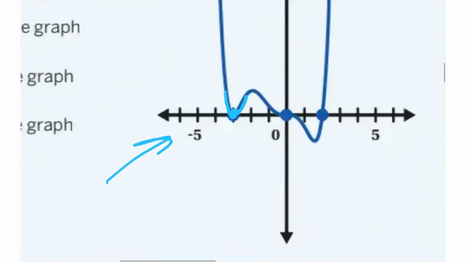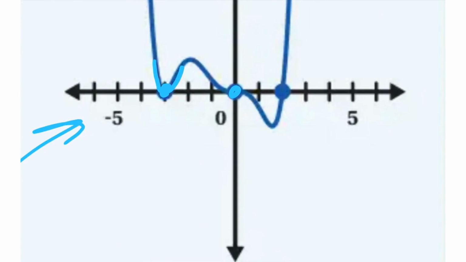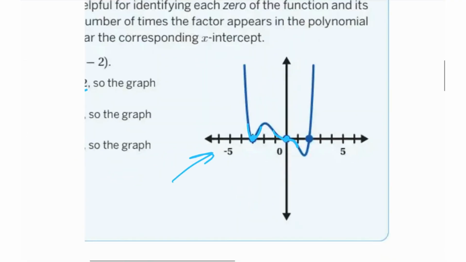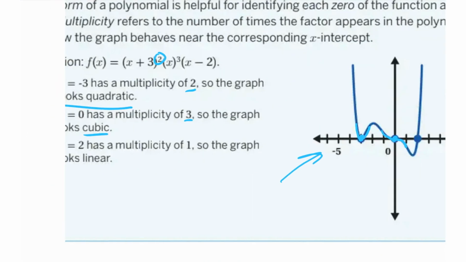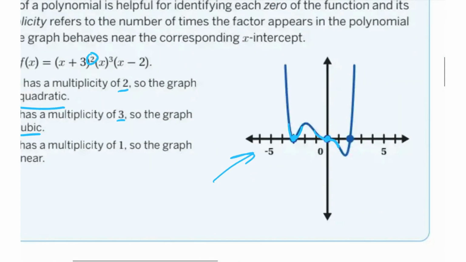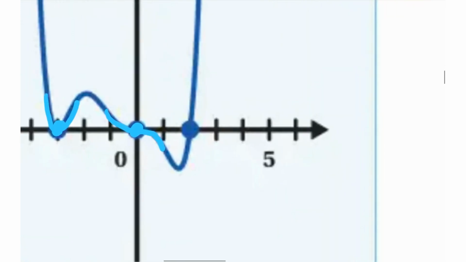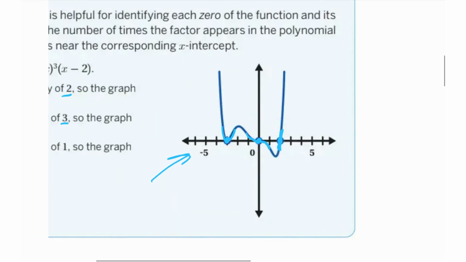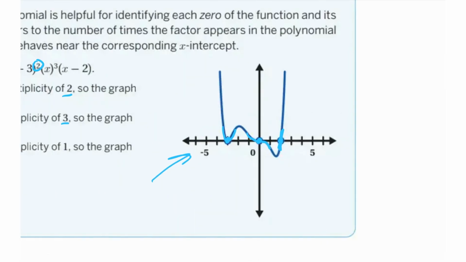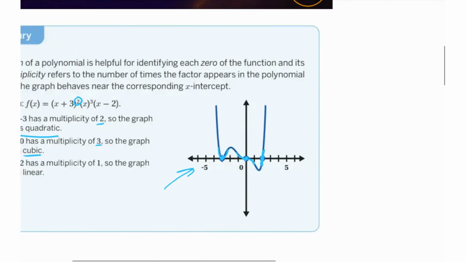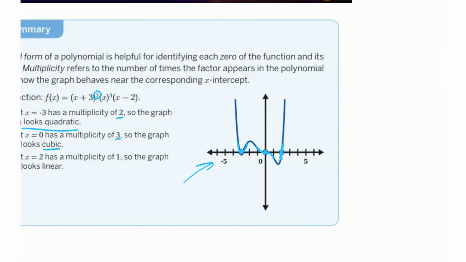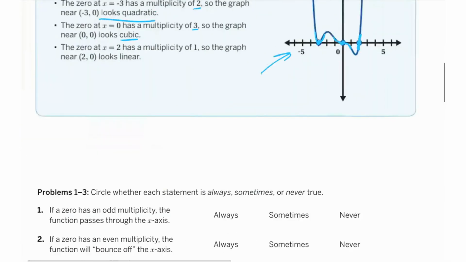So when we look at this part right here, we can see that it swoops down like a cubic function. And then since the last one at x equals 2 has a multiplicity of 1, it looks linear as it crosses through the x-axis. And so really, again, we're looking at the exponents in the equation, which tells us what the graph looks like as it crosses through or bounces off of the x-intercepts.